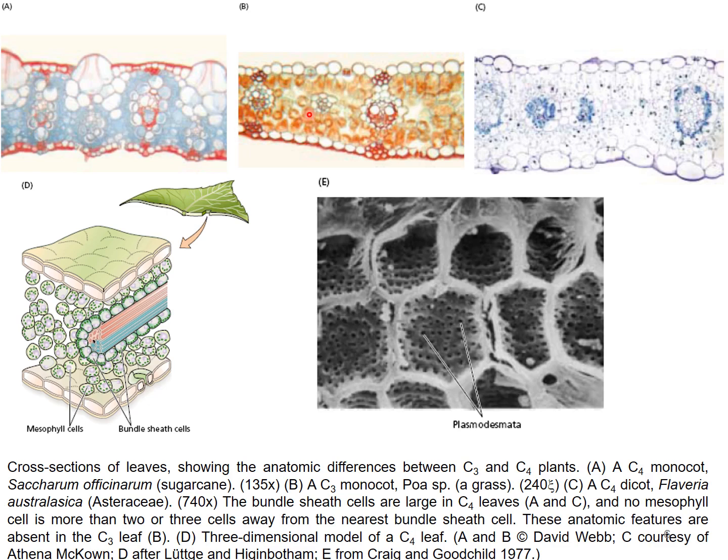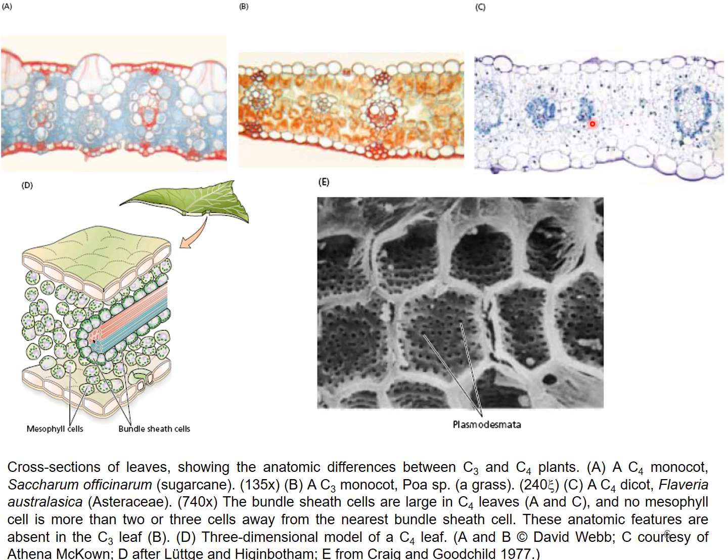In case of diagram B, it's a C3 monocot, Poa species, a grass. You can notice here that it can be differentiated into palisade layer and spongy parenchyma. These are the elongated palisade layers and these cells are the spongy parenchyma. And also see the difference of the size of bundle sheath cells as compared to the C4 anatomy.